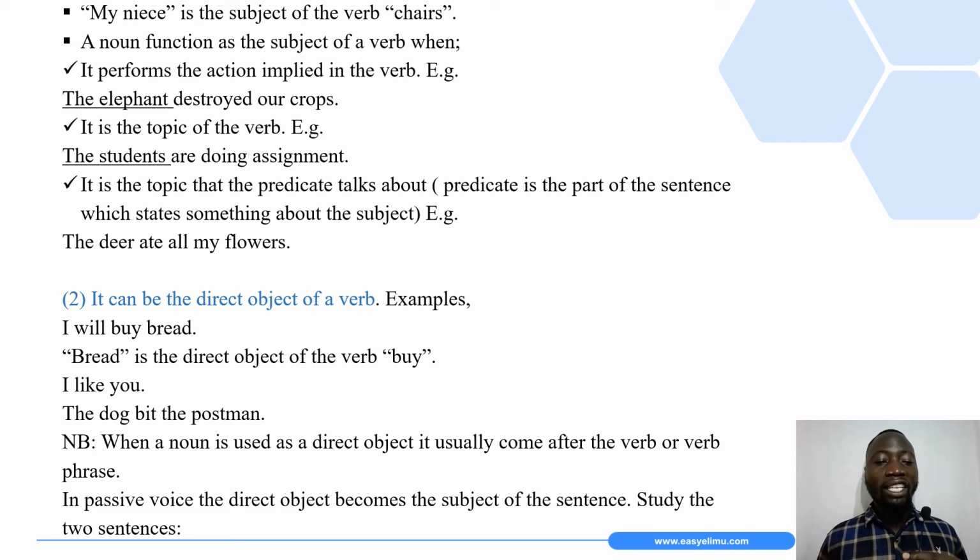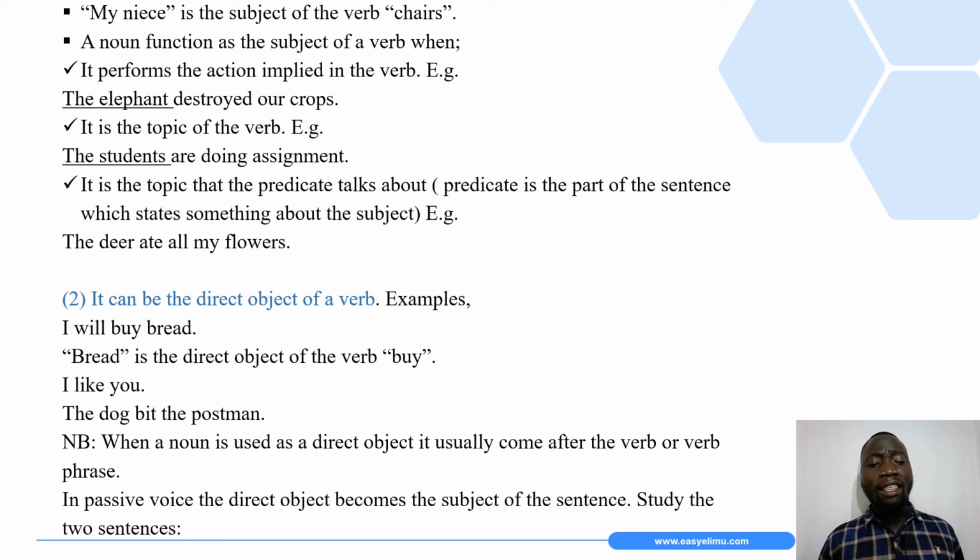So can you identify the direct object that we have in the two other sentences? That is, I like you and the dog beat the postman. You can study the first example to help you identify the direct object in the other two. Note that when a noun is used as a direct object, it usually comes after the verb or the verb phrase.